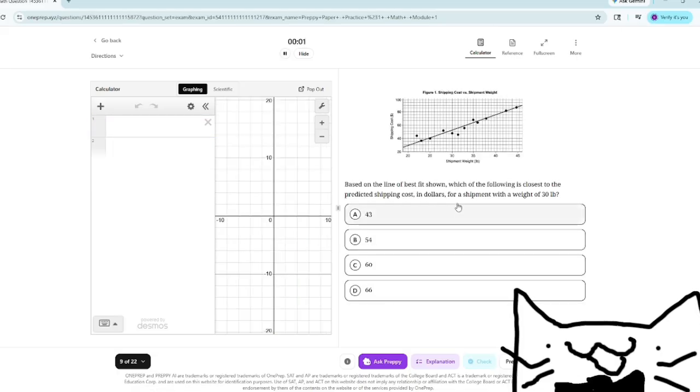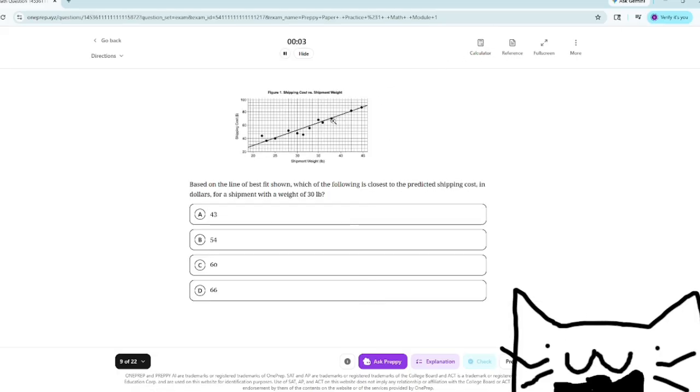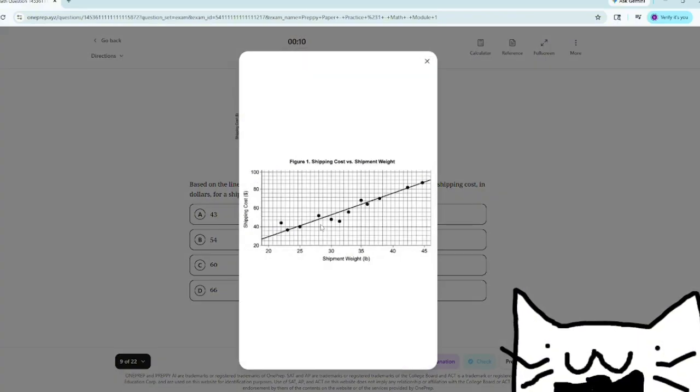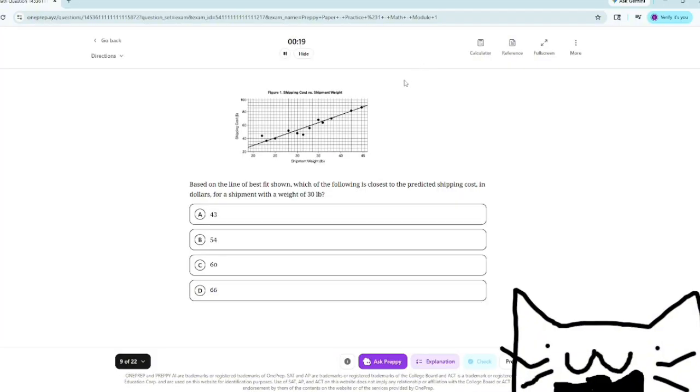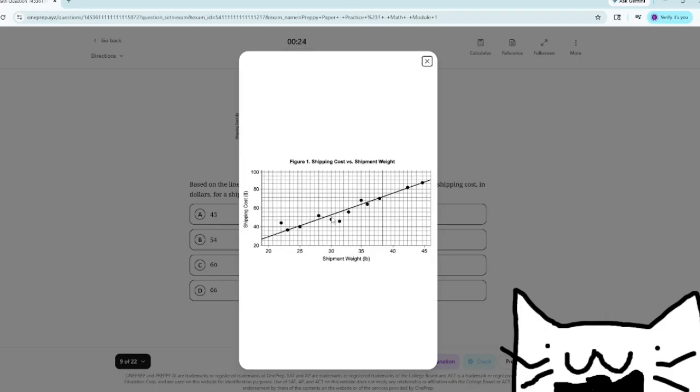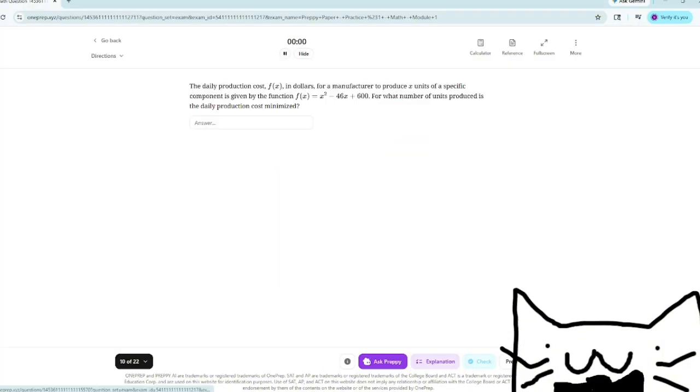Boom. Okay. Based on the line of best fit shown, which of the following is closest to the predicted? So this one, you just look at it. Oh shoot, I'm kind of blind. Okay, in what year? Wait, 30 pounds. Okay. Oh shoot, wrong thing. 30 pounds. Boom. All right, so this is definitely 54. If it was 43, it'd be down here, but it's not. It's 54. That was kind of light.